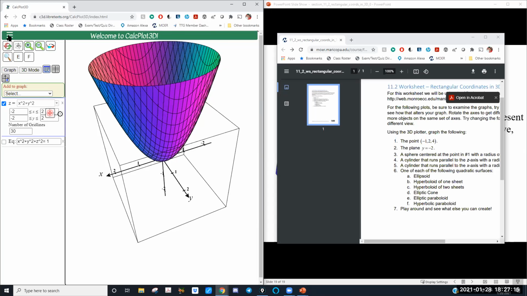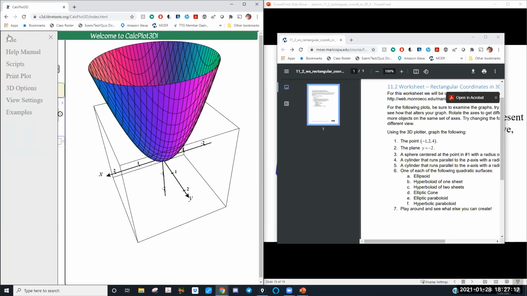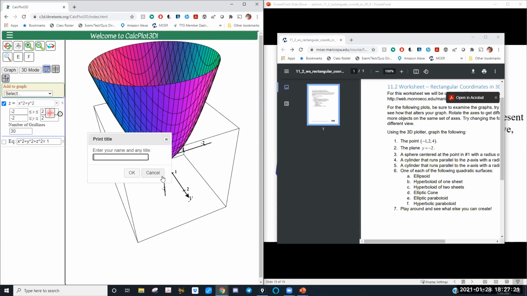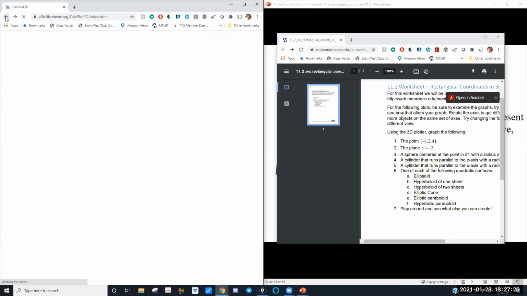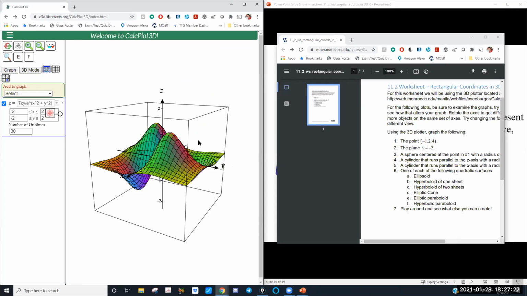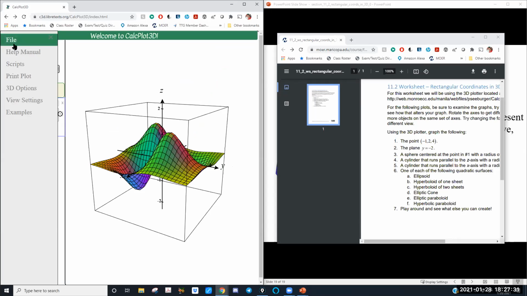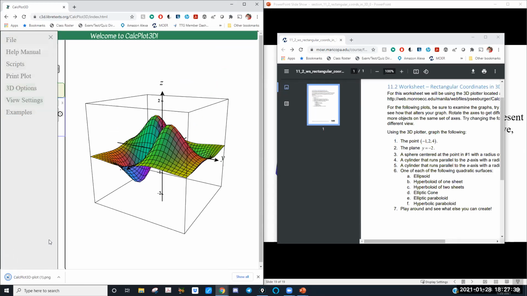So what you can do is up here in the menu, you can print plot. No, that's not what I want to do. Sorry. All right, let's say we want to print this plot. You go to File and save it as a PNG. All right, that's an image file. Okay, so that saves it as a PNG.